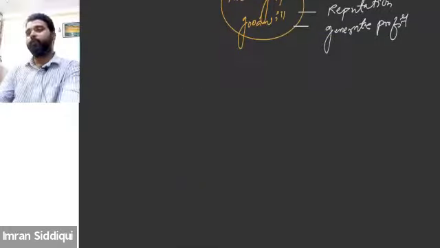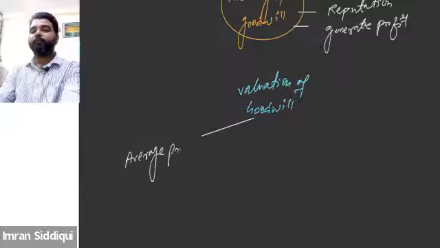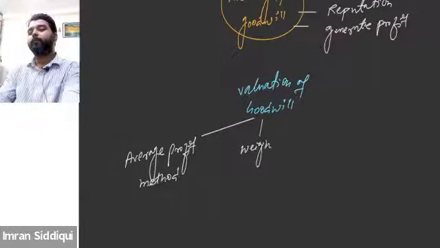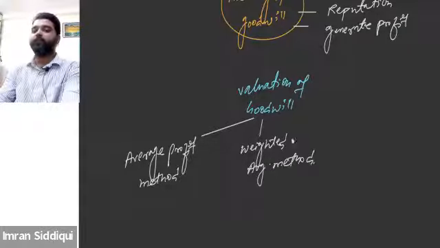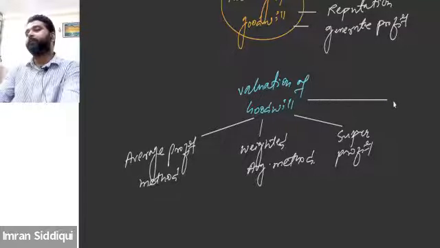So valuation of goodwill. When it comes to the valuation of goodwill, how many methods are there? Do you remember that? Primarily, we have the average profit method, right? Then apart from this, we have the weighted average method. Then we have the super profit method also, right? And then there is a method which is called the capitalization method.